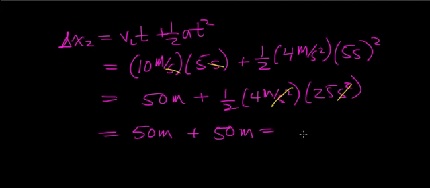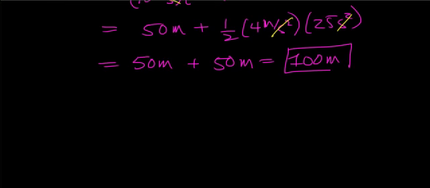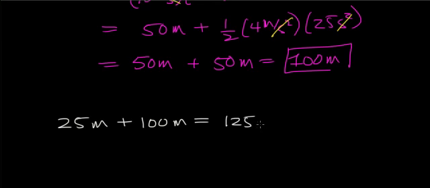Now the total distance this car travels during that interval of time is going to be 25 meters, during which the car was accelerating at a rate of 2 meters per second squared for 5 seconds, plus 100 meters, during which the car was accelerating at a rate of 4 meters per second squared with some initial velocity. So the total distance that this car travels in 10 seconds is 125 meters. And that's your final answer.